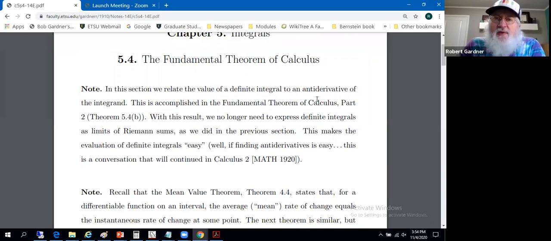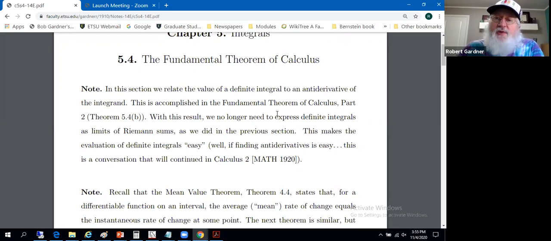As we saw previously, we've dealt with three things. We've dealt with definite integrals, which are numbers, antiderivatives, which are functions, and indefinite integrals that are sets of functions or sets of antiderivatives. This section will tie together definite integrals, those numbers, with antiderivatives and indefinite integrals in a sense. And this is accomplished by the fundamental theorem of calculus, part 2.